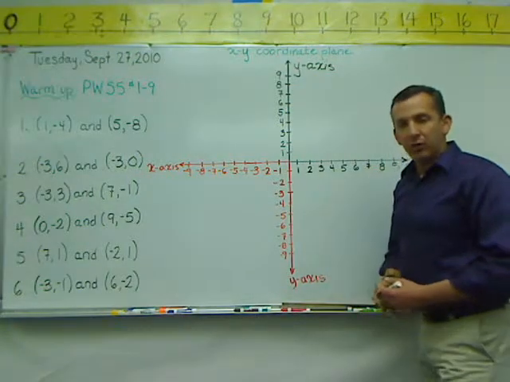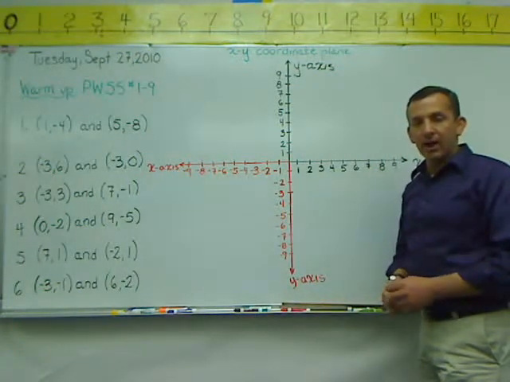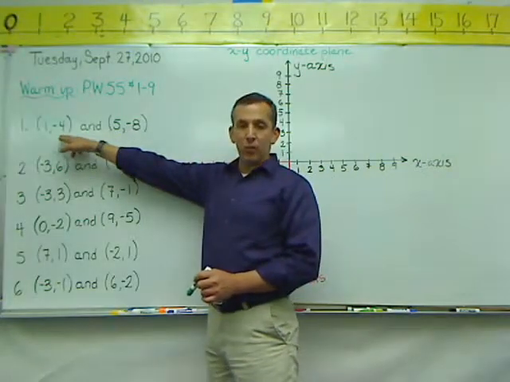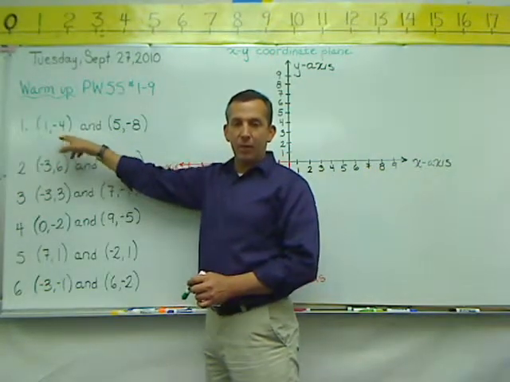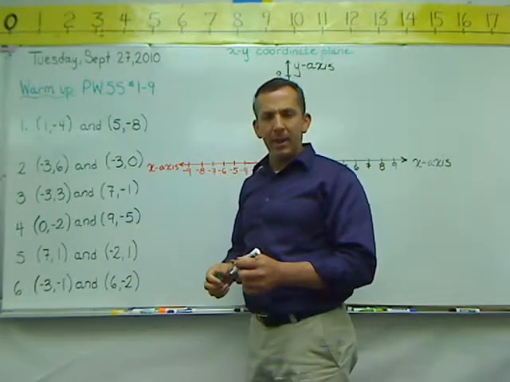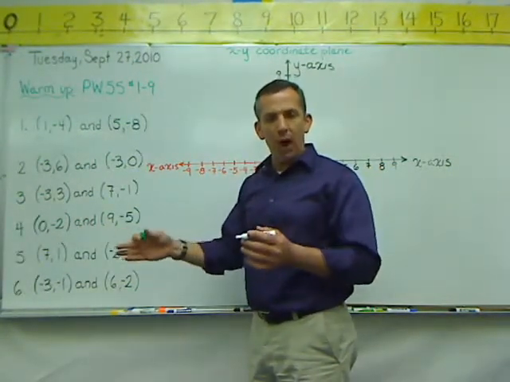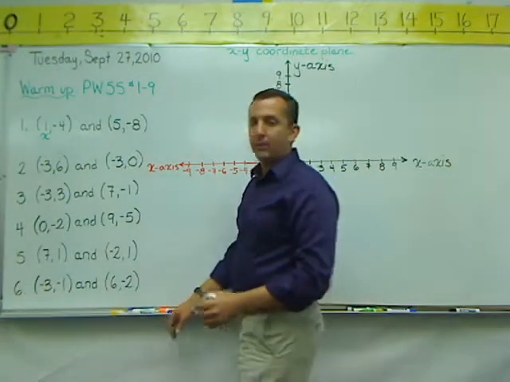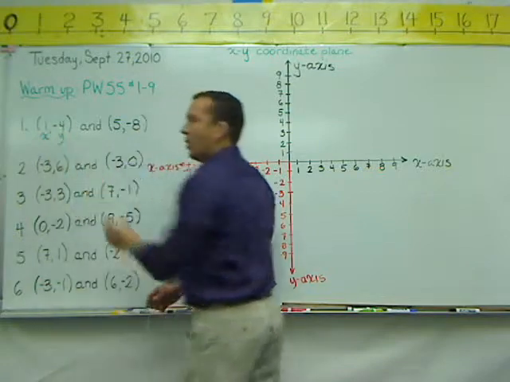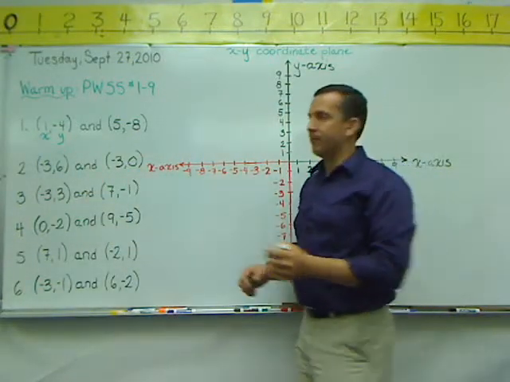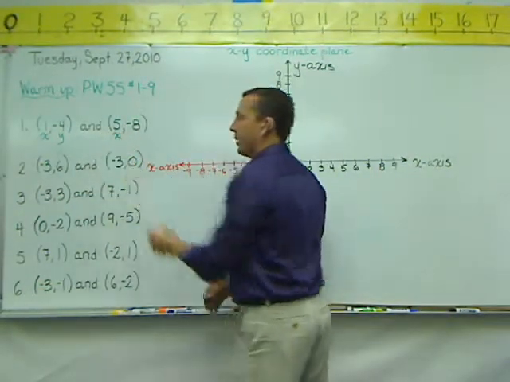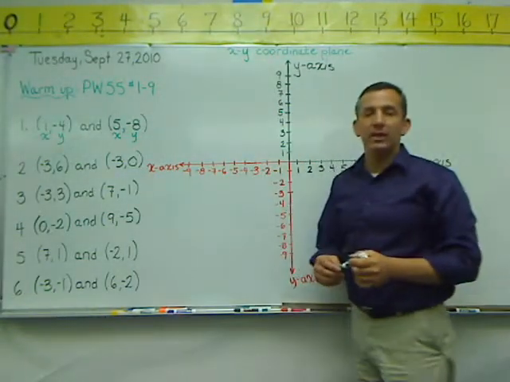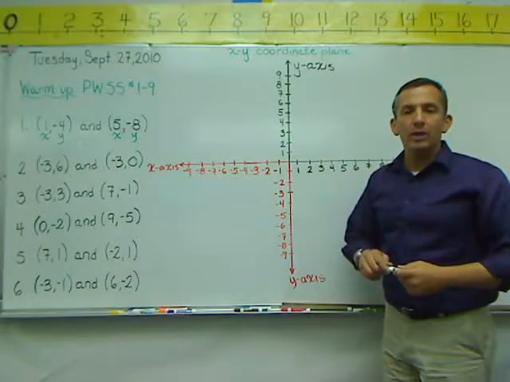Now, what I'd like to do first, immediately, to help me find where to start, is take a look at the first one. We have 1, negative 4. I know the ordered pair is usually written as x, y. So I'm going to put x under 1, y under negative 4, x under 5, y under negative 8. So let's go ahead and plot the first point.